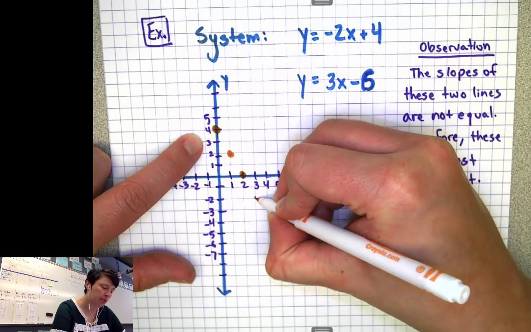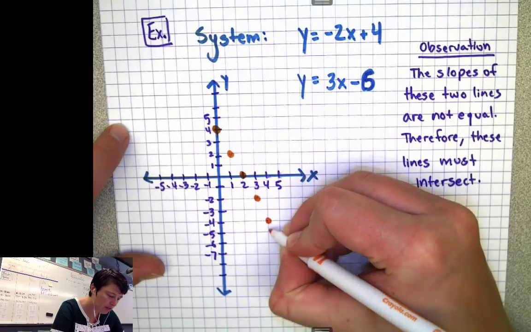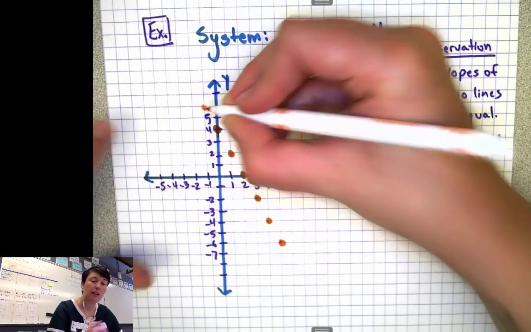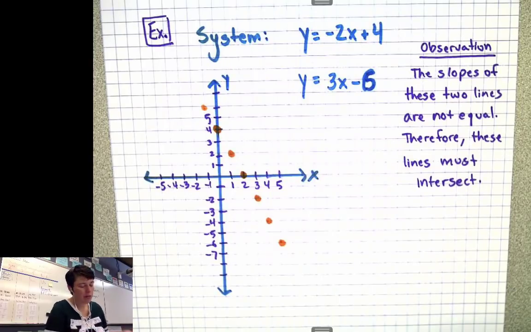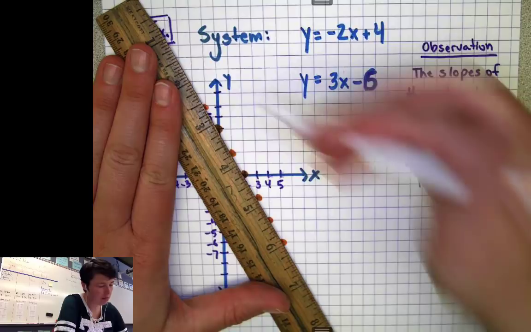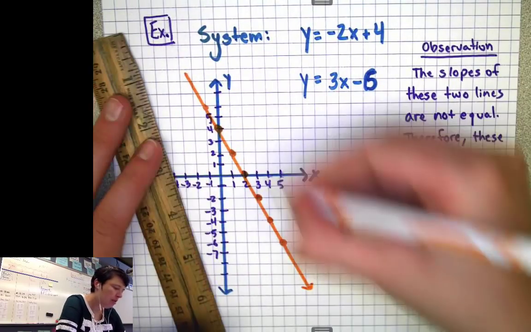Down 2. We always work to the right. Down 2 over 1. I'm going to keep doing that. Down 2 over 1. If I want to go backwards, I'd have to go up 2, back 1. So what I'm going to do is take these points and connect them into my line, like so.